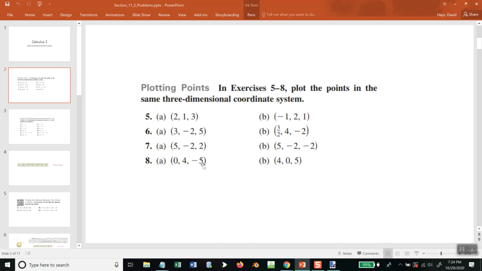Quit rotating with the mouse. Any questions on plotting points like that? Obviously, I'm not going to ask that on a test because you don't have a laptop computer in front of you. So these things I'm showing you here are just for your benefit going on to other classes.